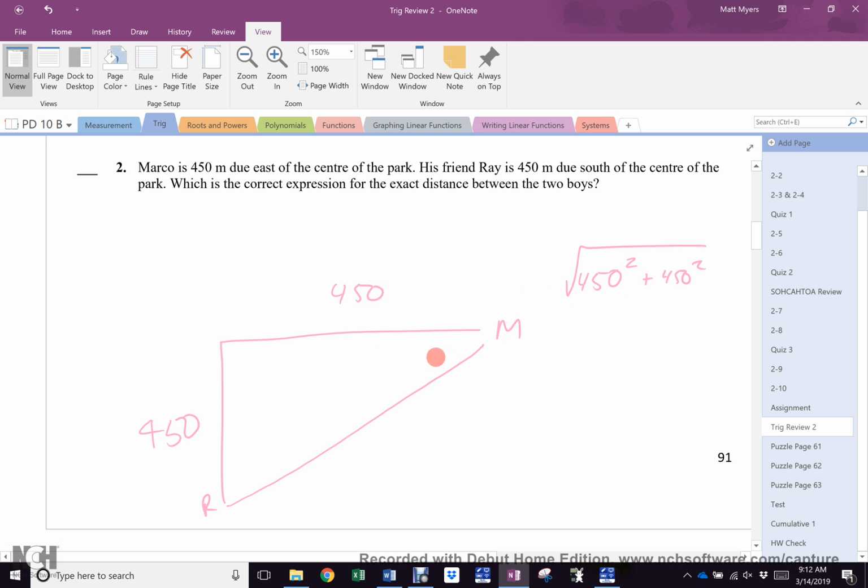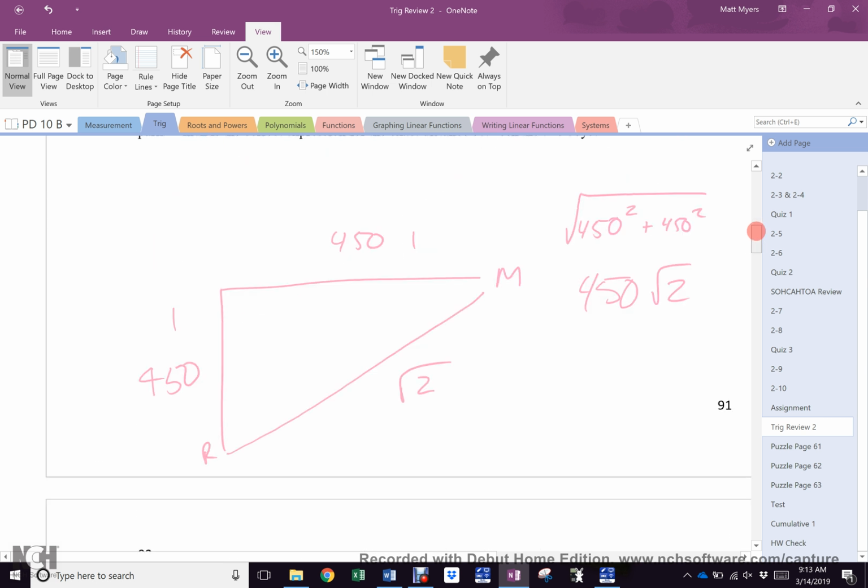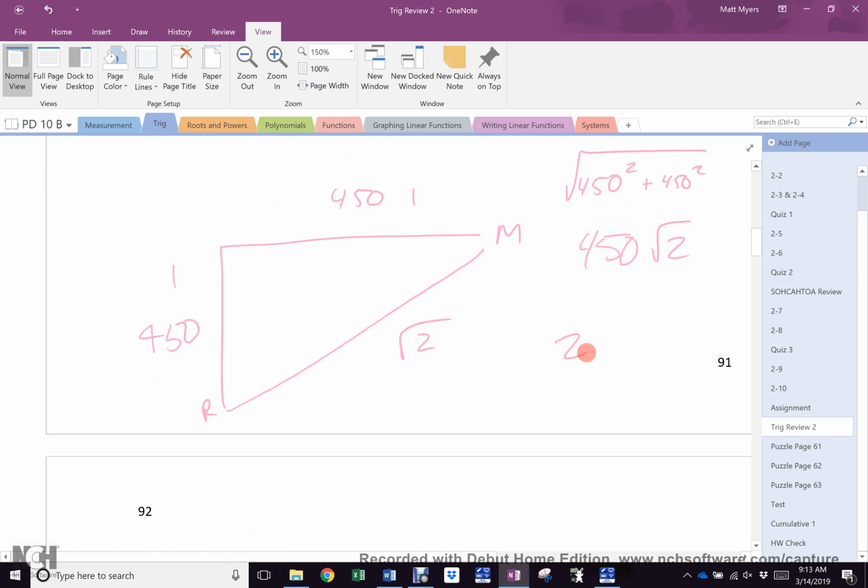The exact distance between the boys. I'm happy with that. I'm also happy with whatever 450 squared plus 450 squared is and the square root of that. What if I did 450 times the square root of 2? Yes, that would be fine as well. 450 root 2, because, of course, this is 1, 1, and root 2. This is 450 times bigger than 1. We'll give that 2.